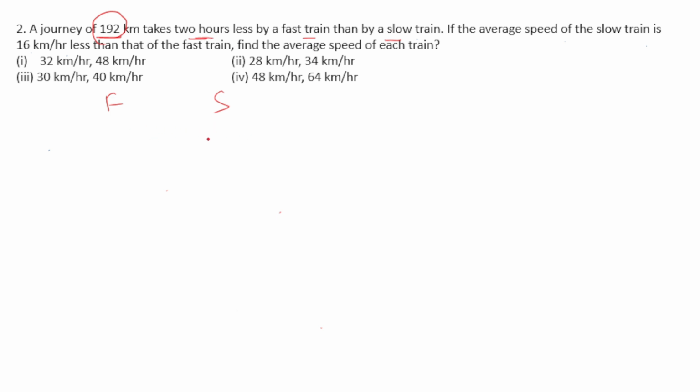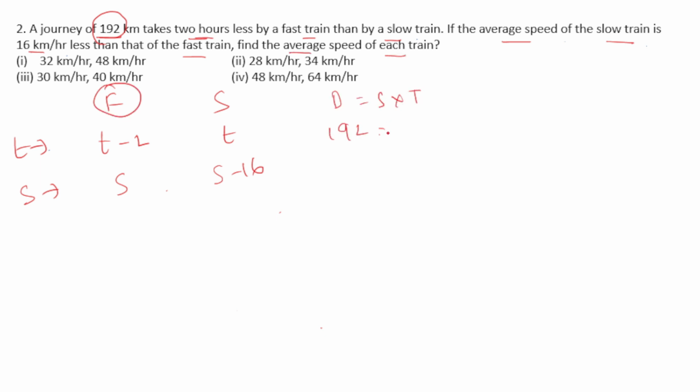Okay, so we will take the time taken by the slow train as t and the time taken by the fast train as t minus 2. And the average speed of the slow train is 16 kilometers less than that of the fast train. So we will take the fast train speed as s and the slow train speed will be s minus 16. Distance is equal to speed into time. Distance 192 is equal to speed s and time taken t minus 2. This is the fast train, and for the slow train, distance is equal to speed s minus 16 into t.